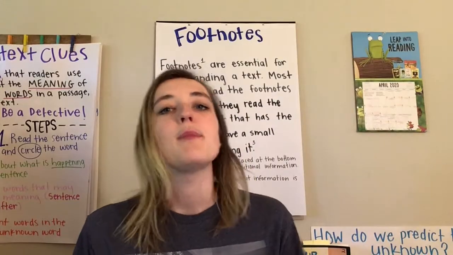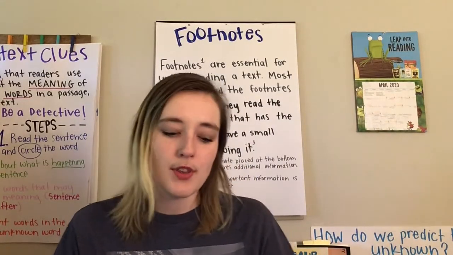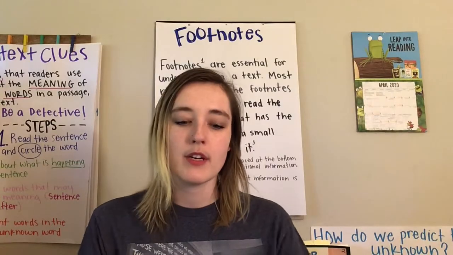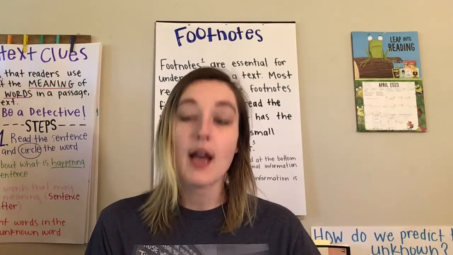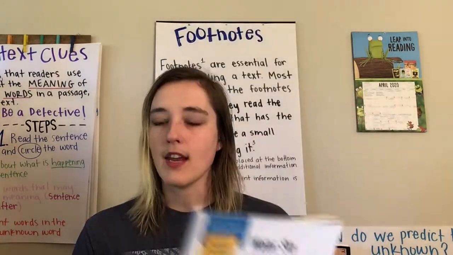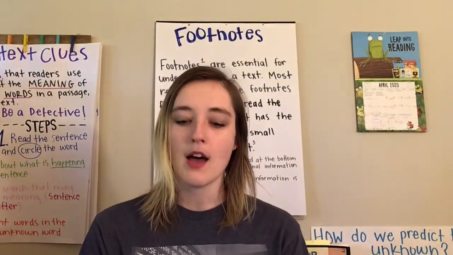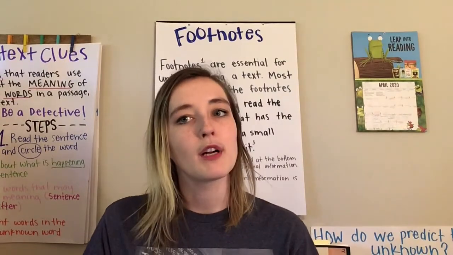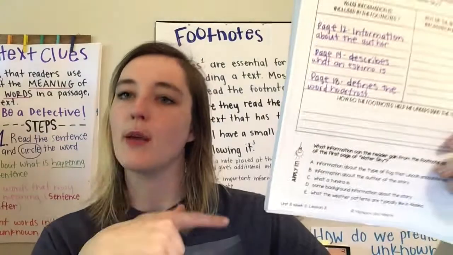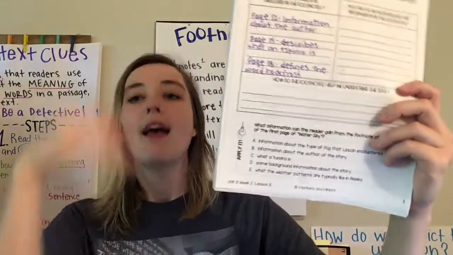And finally, we're going to apply this information and answer the question on the bottom. It says, what information can the reader gain from the footnote at the bottom of the first page of Water Sky? I would go to the first page of Water Sky, which is on page 12, look over it, and then answer the question on the bottom. Don't forget to type your answer on your homework log. Whatever answer you choose, if you choose A, go type A. If you chose B, go type B, and so on.